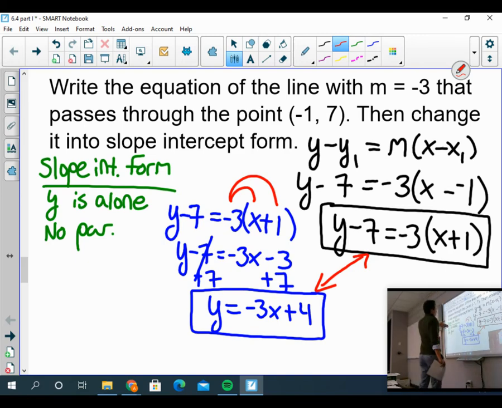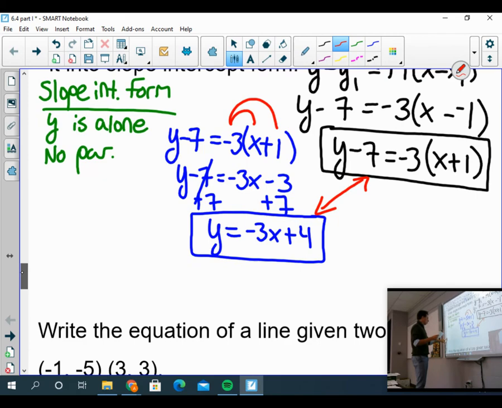And then to turn it into slope-intercept, you want to get y alone, and you want to make sure there are no parentheses. Again, if you're confused about anything I've done here, go ahead and pause the video and rewatch that segment, taking good notes, or if you're still confused, shoot me an email. But for now, we will keep plugging along.